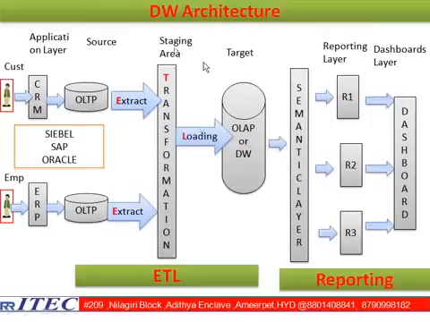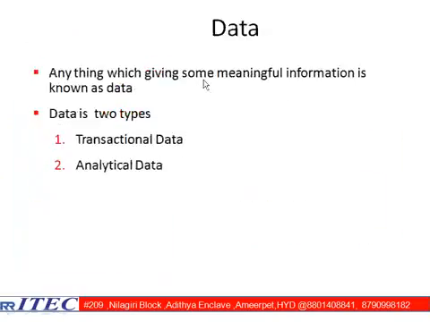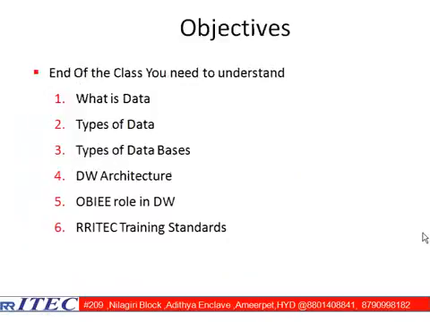Let us go for the next one, data warehousing architecture. We have already completed three points in our agenda. First point is what, sir? What is data? Anything which is giving some meaningful information is called data. Types of data: we have two types, transactional data and analytical data. Types of databases: we have two types, OLTP and OLAP. Two types of data are available.